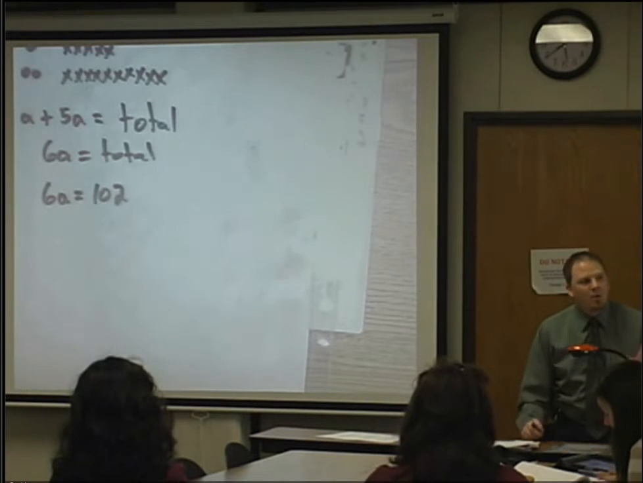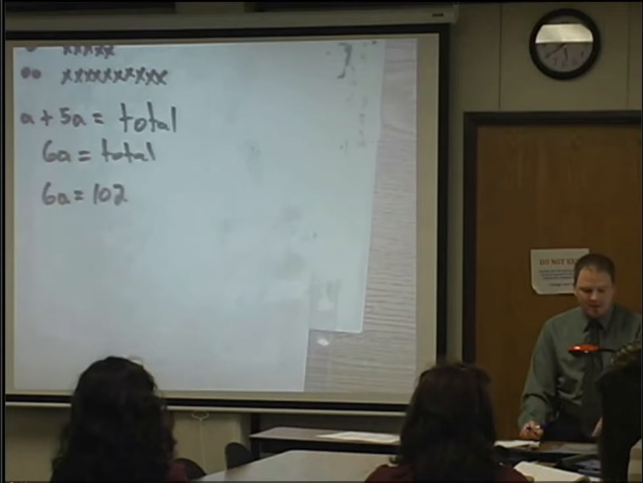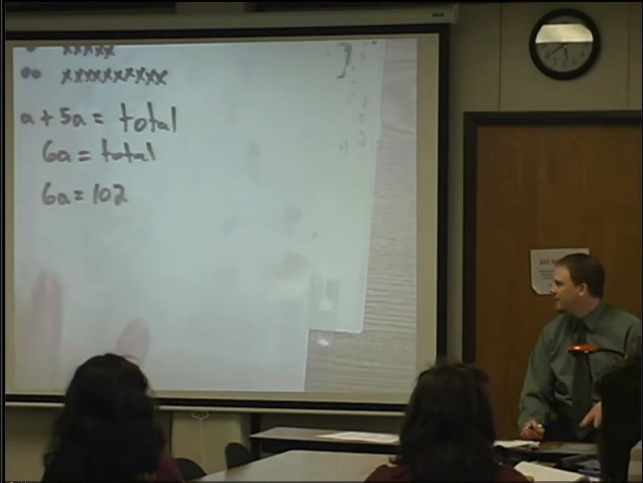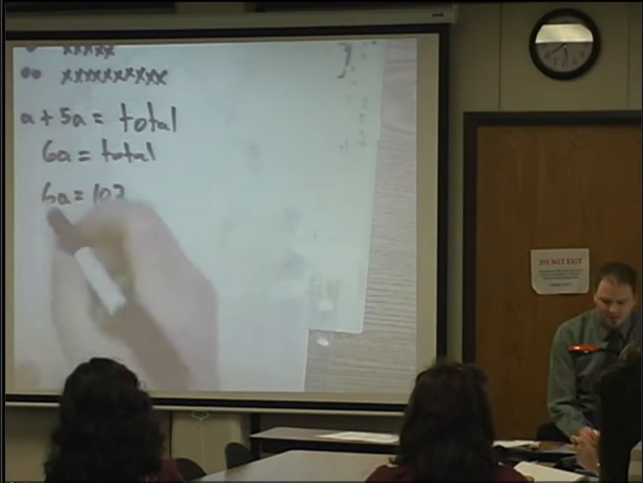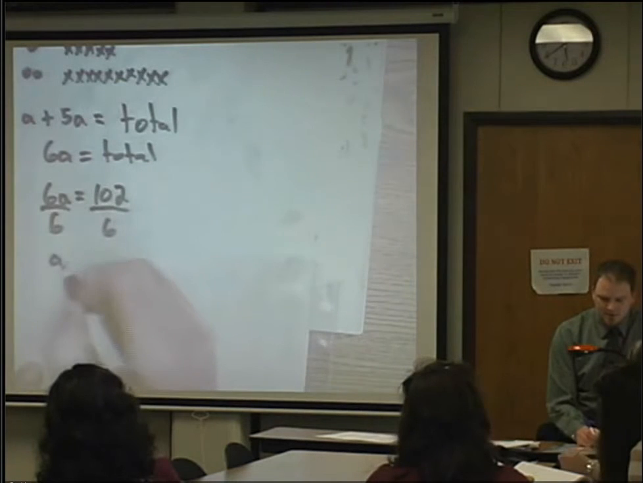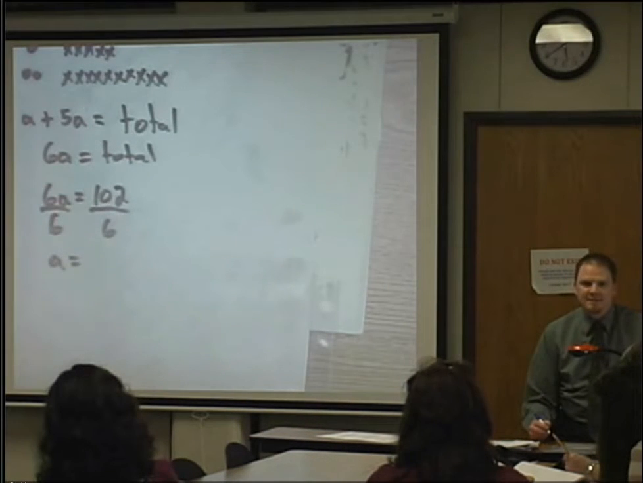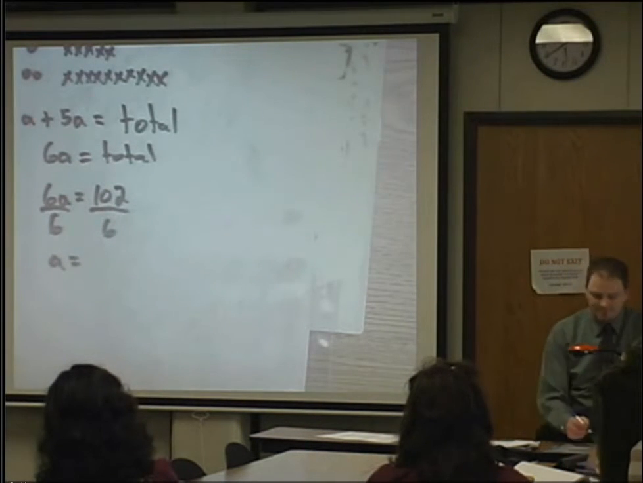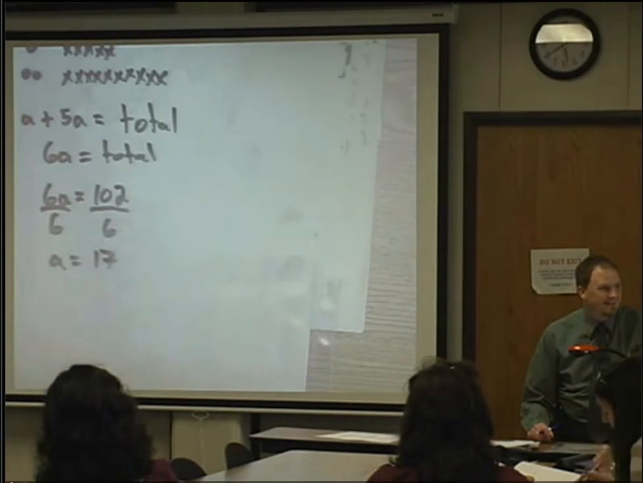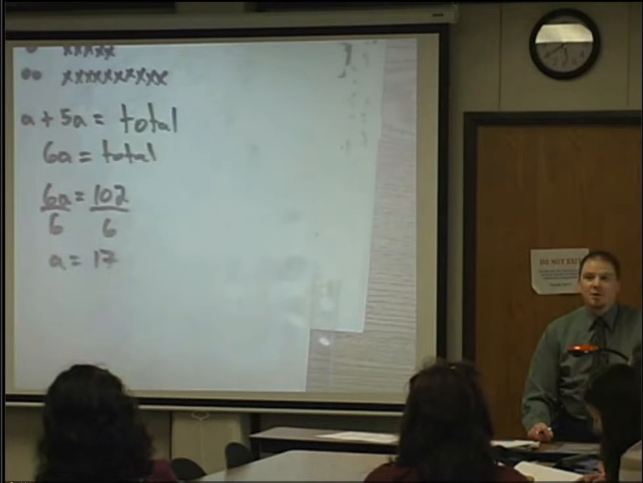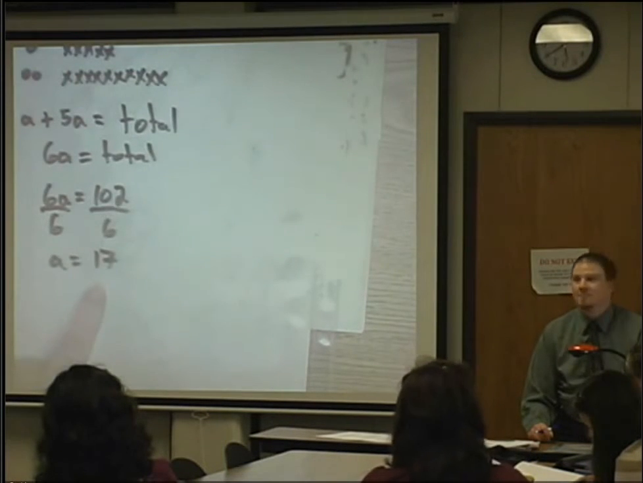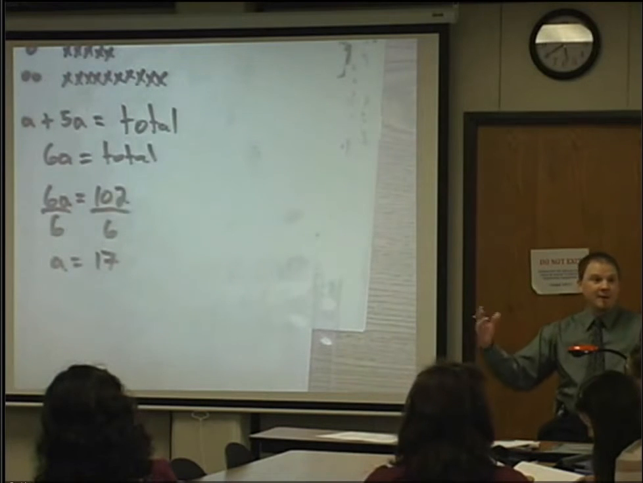Now, how are we going to tell if it works? Well, if I solve for A, how am I going to solve for A in this, by the way? Okay, so we're going to divide both sides by 6. So what's 102 divided by 6? Oh, long division time. 17. All right. So if I come up with the number 17, I know it worked, right?